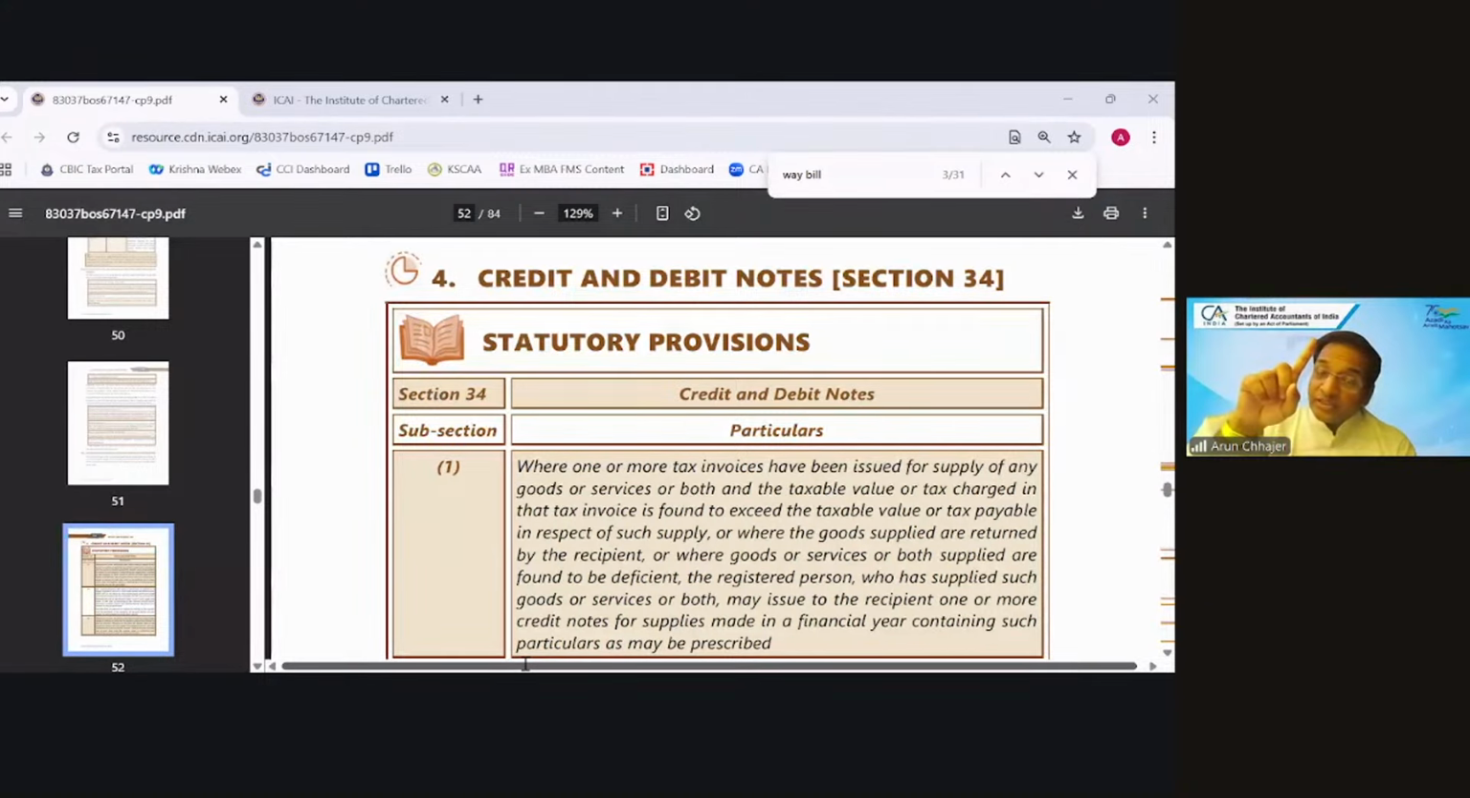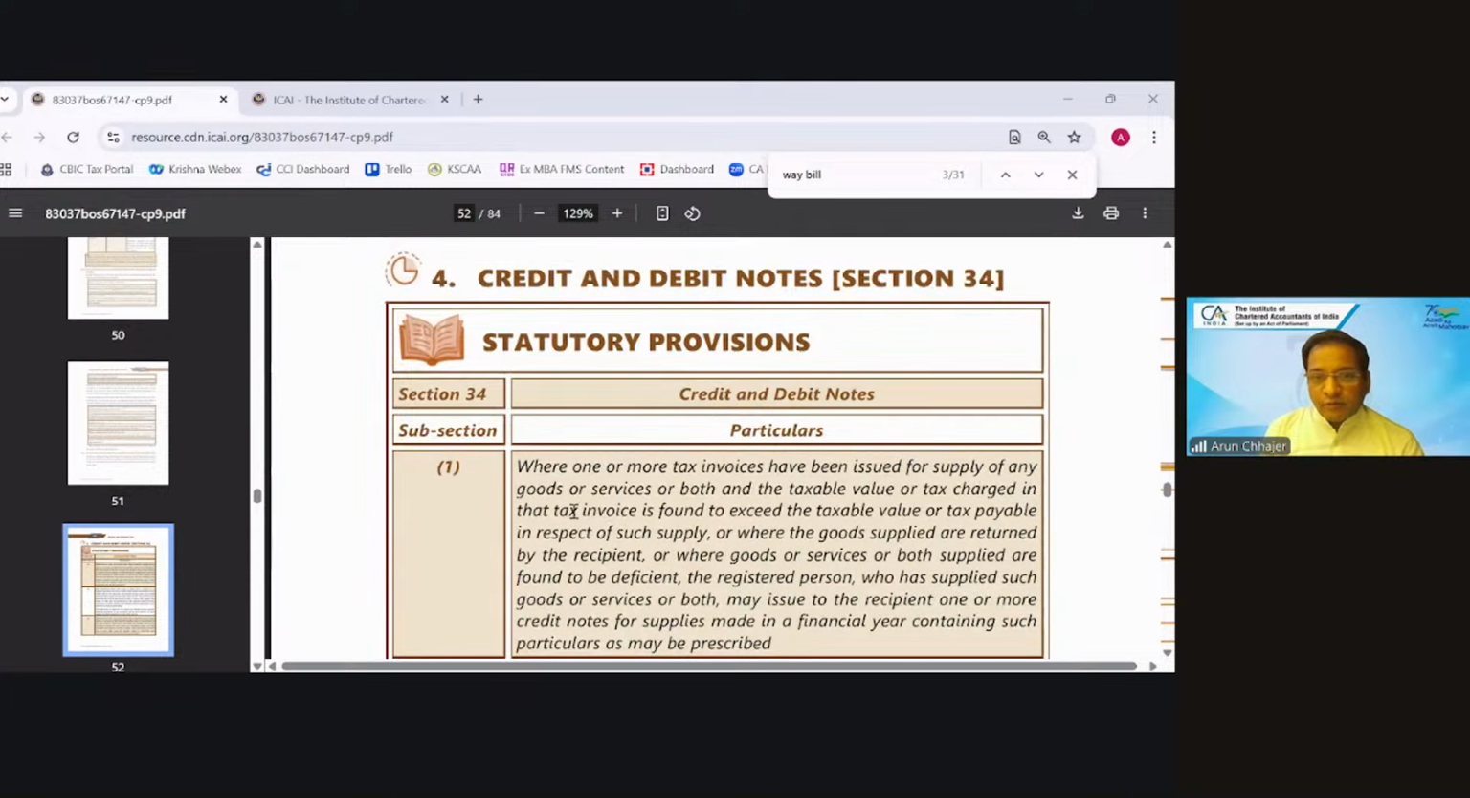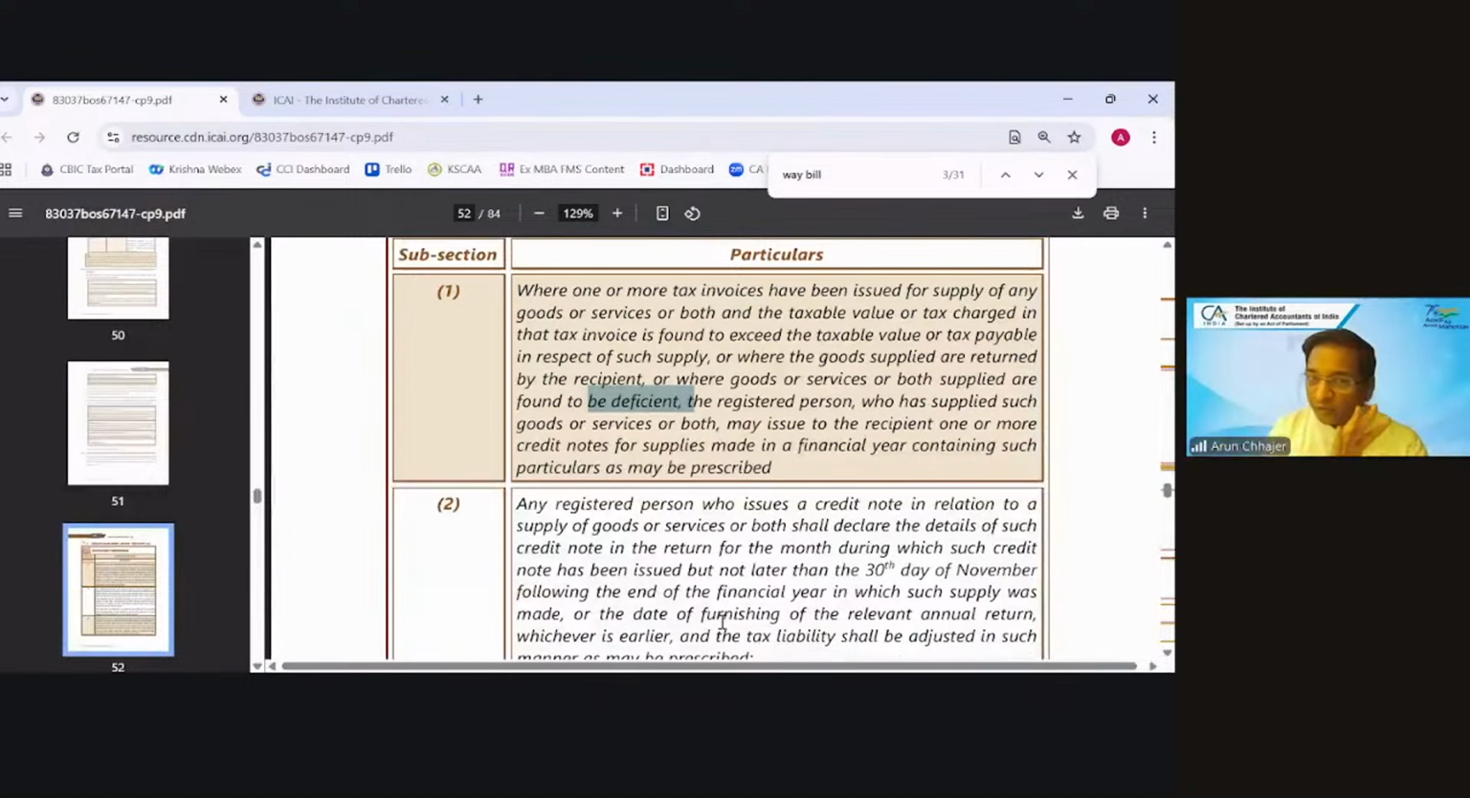The taxable value is high, tax is high, goods or service found to be deficient, or goods have been returned. Where is it written? In Section 34 subsection 1: when the tax invoice is found to exceed the taxable value or tax payable, or goods are returned, or goods or service are found to be deficient. These are the four circumstances in which the credit note can be issued. Is that clear to all? Apart from that, you cannot issue the credit note.